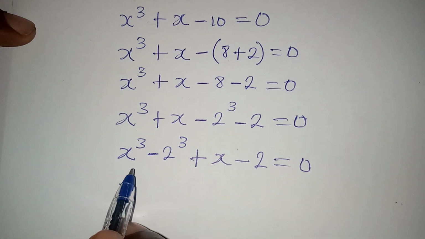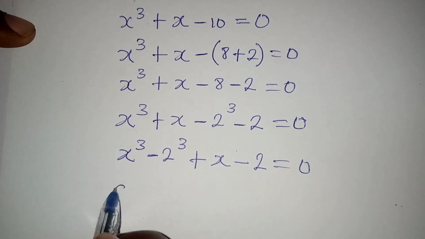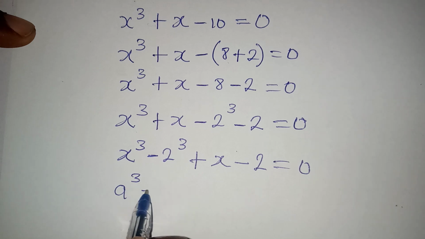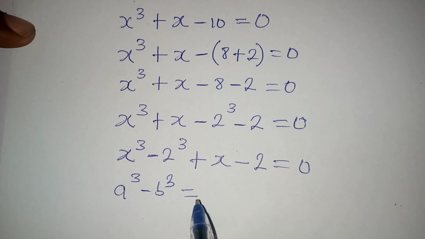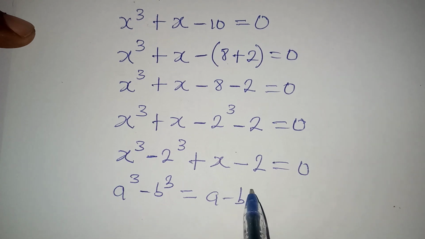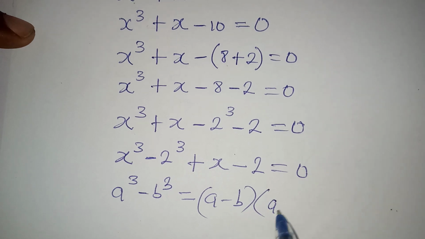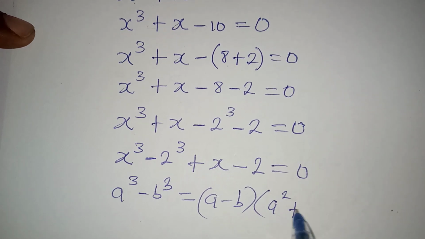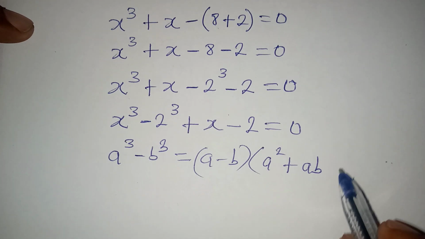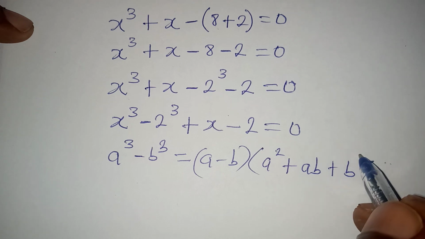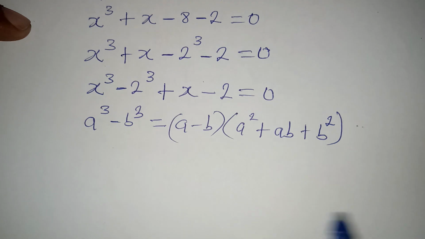Now, how do I deal with x to the power of 3 minus 2 to the power of 3? Okay, remember, if you have a to the power of 3 minus b to the power of 3, this will be the same thing as a minus b in one bracket. Then in the other bracket, we have a squared plus ab, then plus b squared. Now, we're going to apply this principle.